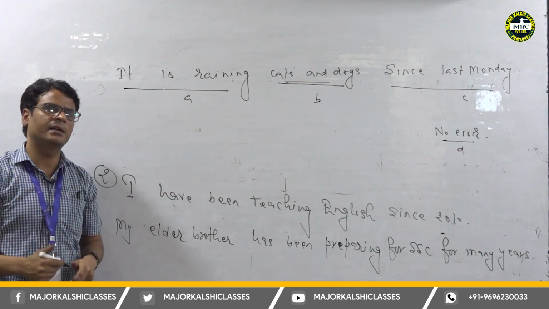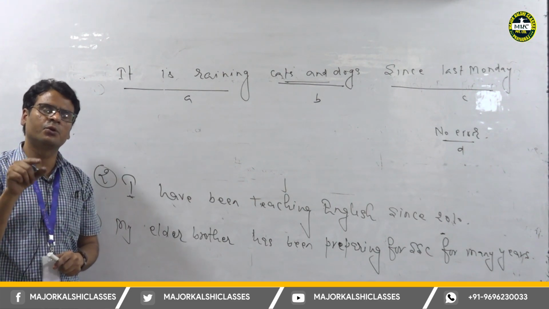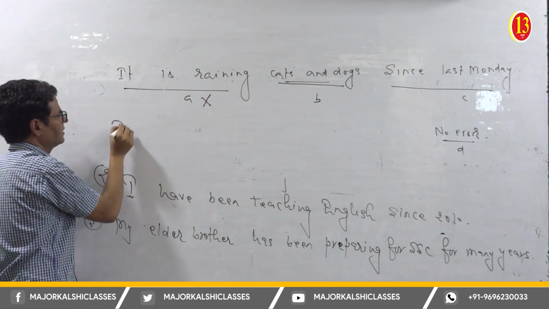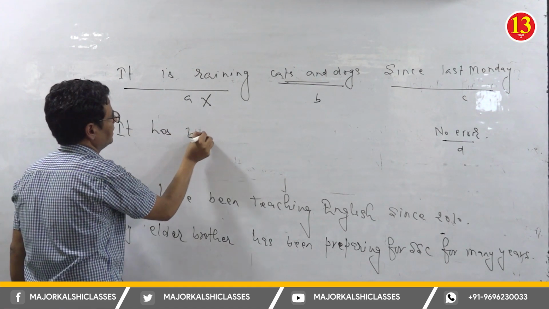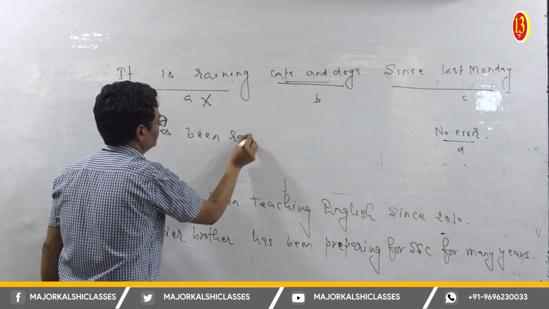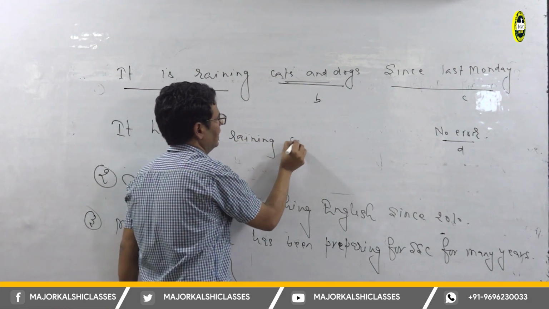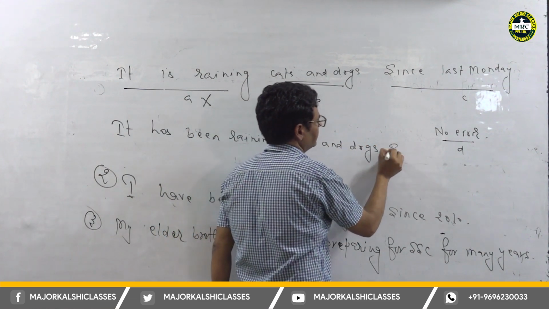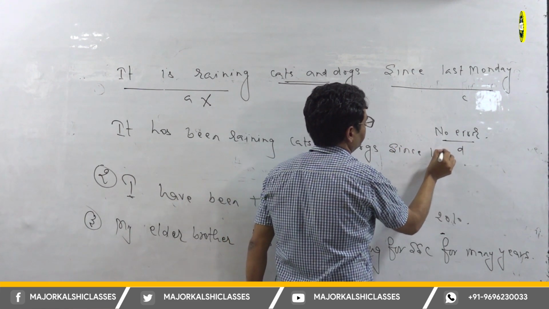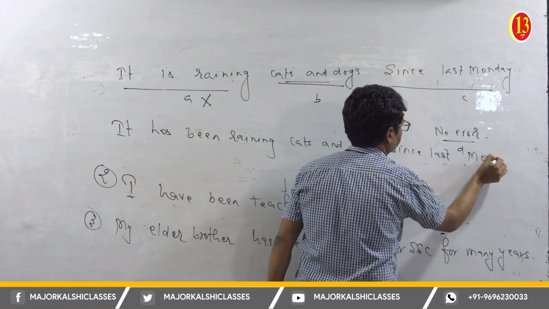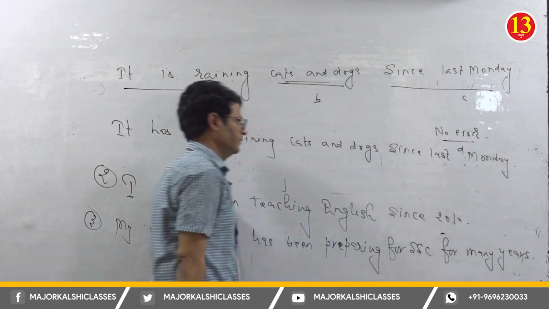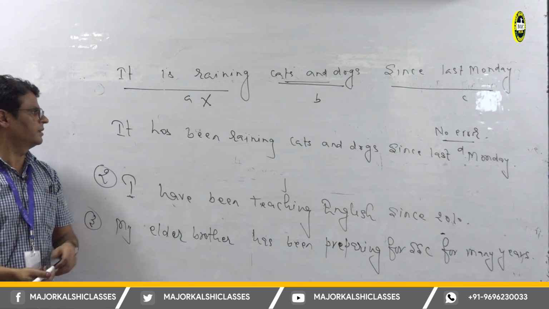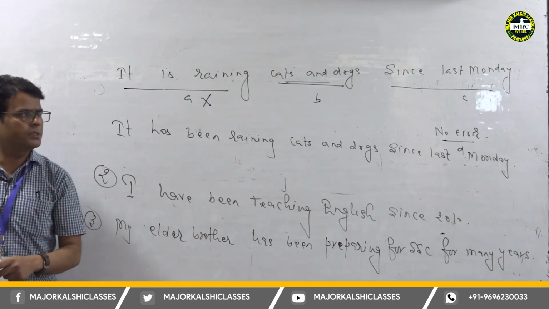We have to say it has been raining. If you find since and for, always remember the sentence should go in present perfect continuous tense. This portion is wrong. The correction should be like this. It has been raining cats and dogs since last Monday. This is your correction. Lots of examples like this have appeared in different examinations. It has been raining cats and dogs since last Monday.